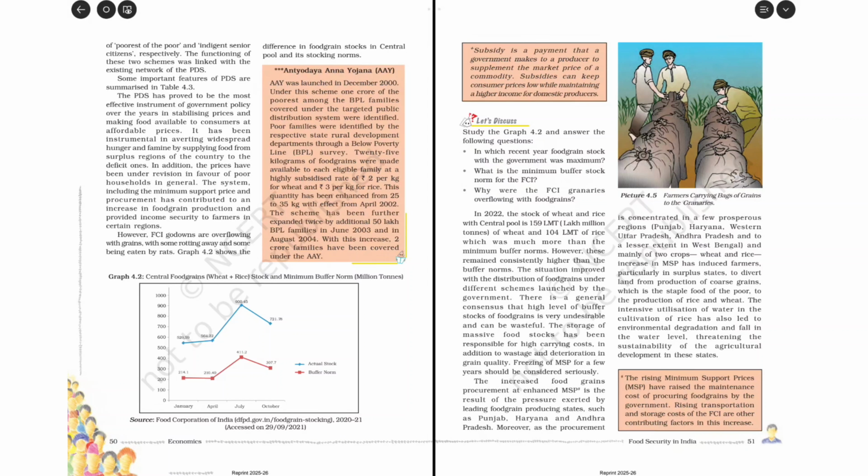The PDS has proved to be the most effective instrument of government policy over the years in stabilizing prices and making food available to consumers at affordable prices. It has been instrumental in averting widespread hunger and famine by supplying food from surplus regions of the country to the deficit ones. In addition, the prices have been under revision in favor of poor households in general. The system, including the minimum support price and procurement, has contributed to an increase in food grain production and provided income security to farmers in certain regions. However, FCI godowns are overflowing with grains, with some rotting away and some being eaten by rats. There is a general consensus that high level of buffer stocks of food grains is very undesirable and can be wasteful. The storage of massive food stocks has been responsible for high carrying costs, in addition to wastage and deterioration in grain quality. Freezing of MSP for a few years should be considered seriously.